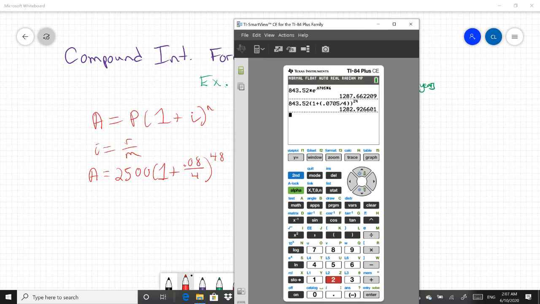And so let's put this in the calculator. 2,500 times 1 plus 0.08 divided by 4, because it's quarterly, to the 48. And it's 48 because it's 12 years times 4 times a year, and 12 times 4 is 48. So at the end of 12 years, I'll have a nice chunk of change in the bank. My future value A will be $6,467, and if the bank is nice and rounds up, 68 cents. Not bad.